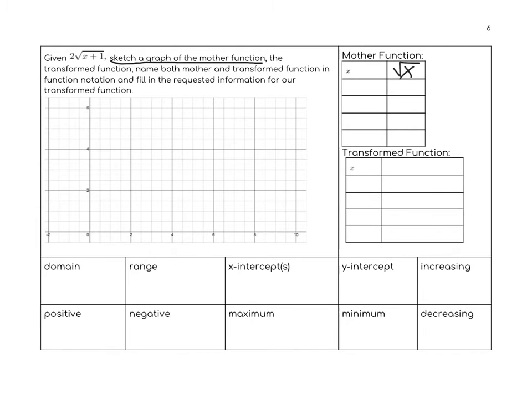So just to steal the points we had on the other one, that was 0, 0, 1, 1, 4, 2, and 9, 3. And let's plot those points. 0, 0, 1, 1, 4, 2. We got 9, 3. And that's going to keep going after that. And then we got to find 2 times the square root of x plus 1.